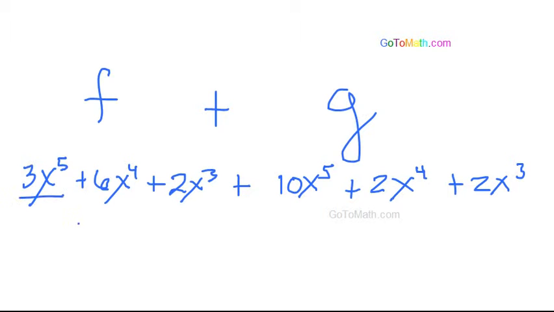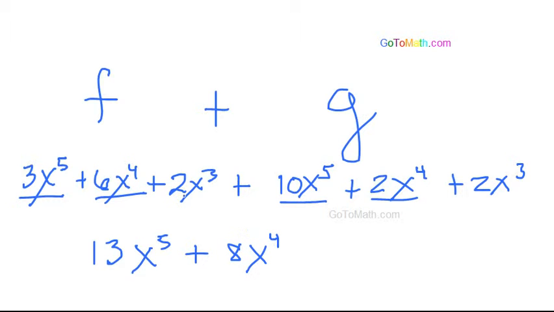Okay, so we're going to collect up some like terms here. Let's start with x to the fifth because that tends to be the variable with the largest exponent. We're going to add their coefficients. That's going to be 13x to the fifth. Now we got 6x to the fourth and 2x to the fourth, so 6, 7, 8, plus 8x to the fourth. Now we have 2x cubed plus 2x cubed, and that's going to be 4x cubed.